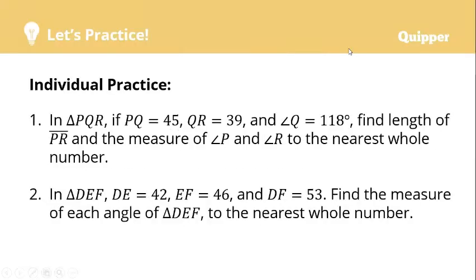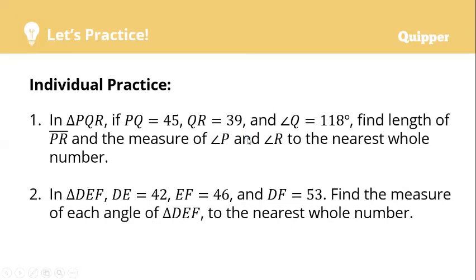Questions? For your individual practice, here are the two questions. 1. In triangle PQR, if PQ is 45, QR is 39, and angle Q is 118 degrees, find the length of PR and the measure of angle P and angle R to the nearest whole number. 2. In triangle DEF, DE is 42, EF is 46, and DF is 53. Find the measure of each angle of triangle DEF to the nearest whole number. For your answers, please use the comment section.